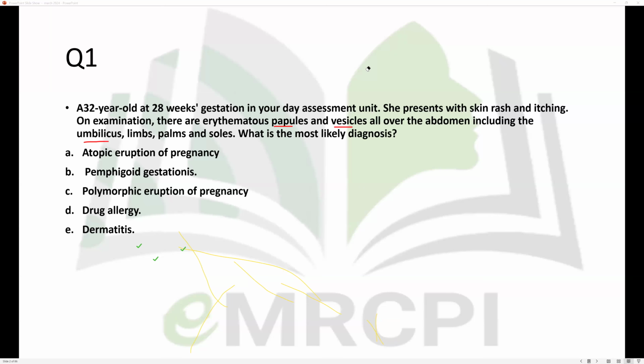So dear friends, you will remember in the exam the keyword is umbilical sparing. If the umbilicus is spared, you will go for polymorphic eruption of pregnancy. If the umbilicus is involved, then you will go for pemphigoid gestationis.